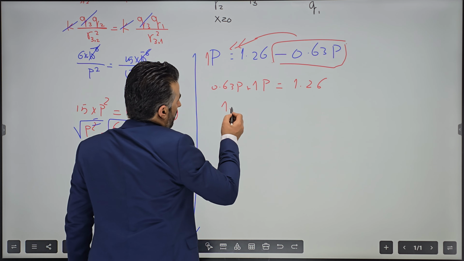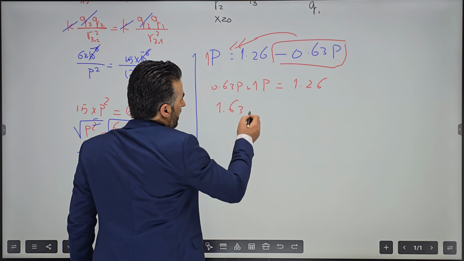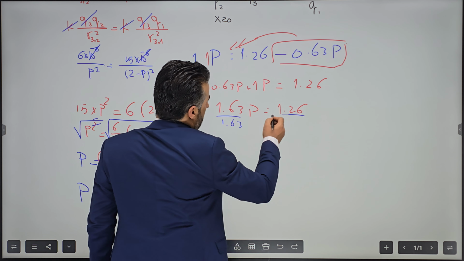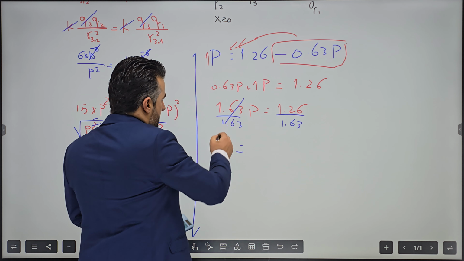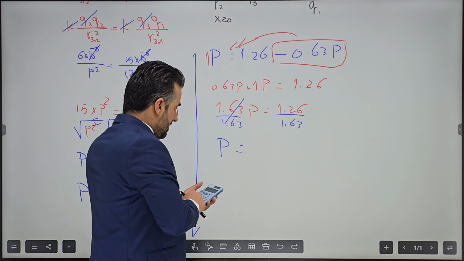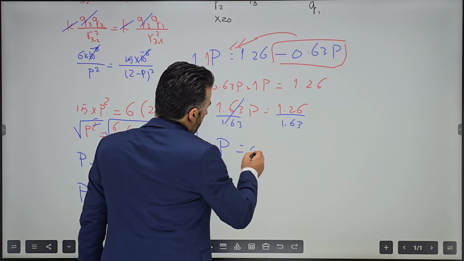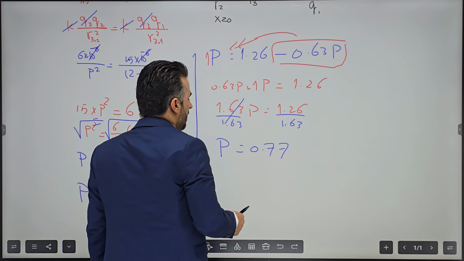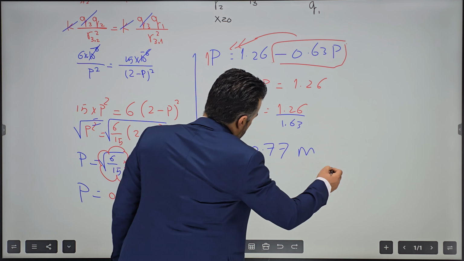So 1.63P equals 1.26. Now divide both sides by 1.63, because we want to find the value for P. These two cancel out. 1.26 divided by 1.63, the answer is going to be 0.773. We can say 0.8 as well if you want to round it up to one digit after the decimal. So this is the value for P now.